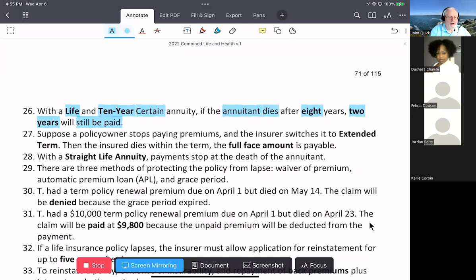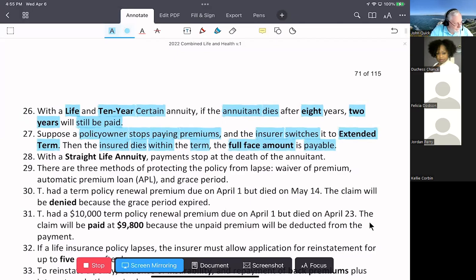Now, suppose a policy owner stops paying premiums, and the insurer switches it to extended term. Then, if the insured dies within that term, how much is going to be paid? The whole thing. Full face amount is payable. See, extended term is the same amount of insurance.